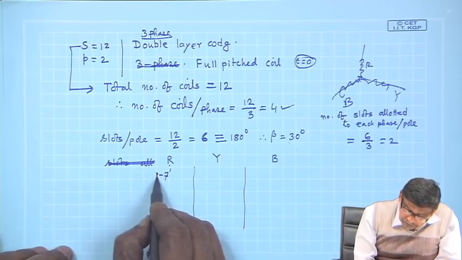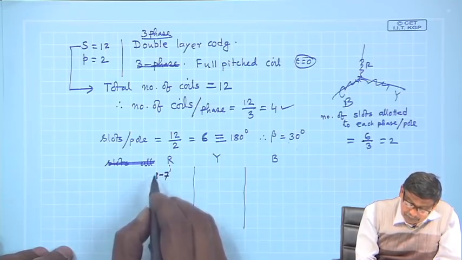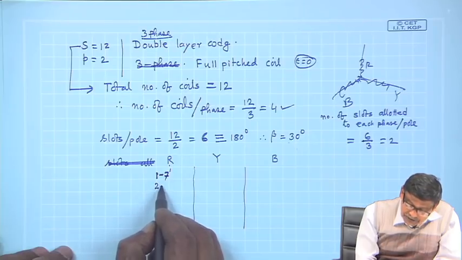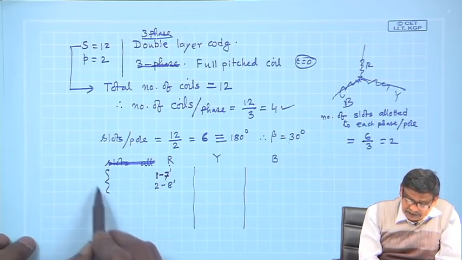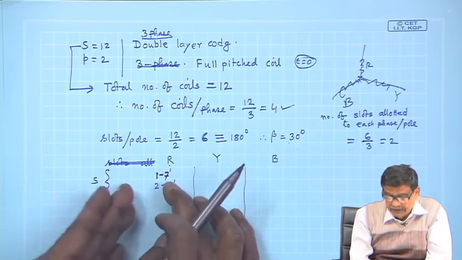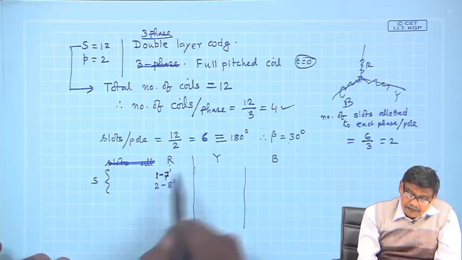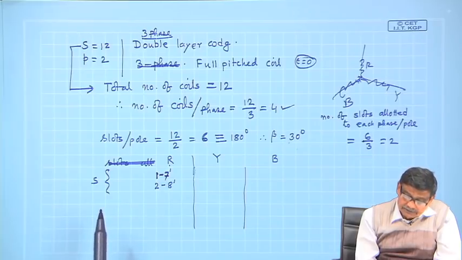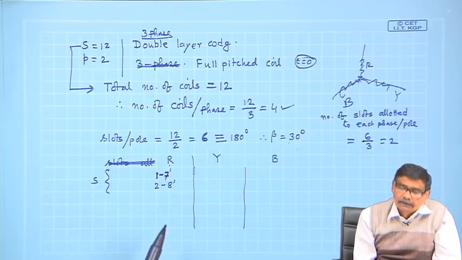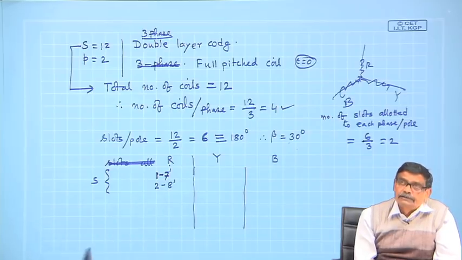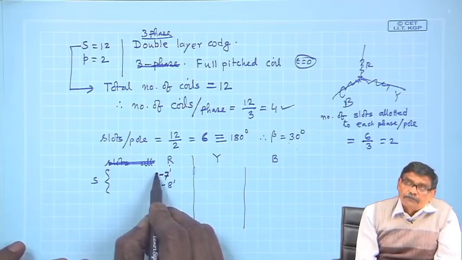So, I start with 1, give 7 dashed. Then the second coil, because 2 slots are available, this 2 should be 8 dashed. So, R phase has 2 coils, and perhaps this is under say south pole or north pole, whatever it is, the first 2 slots I have allotted to R phase, and these 2 coils I will call 1 7 dashed and 2 8 dashed. Coil spans are same and each coil is identical, only their names will be different. So, 1 7 dashed and 2 8 dashed, R phase is over.